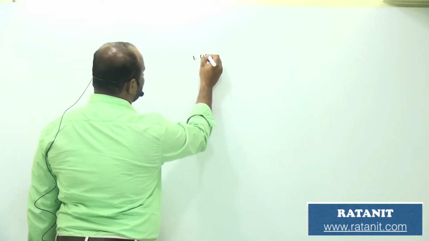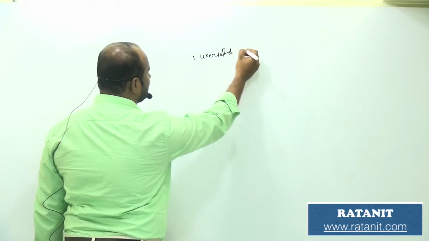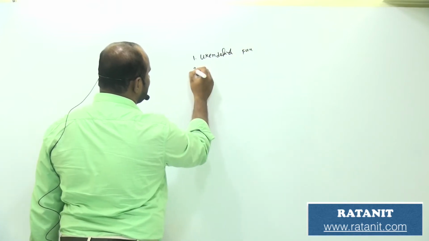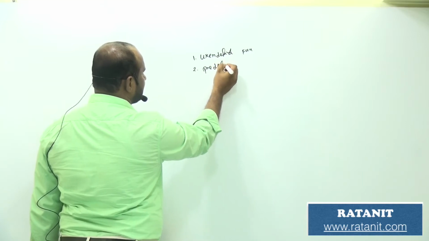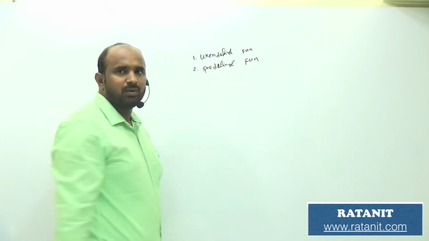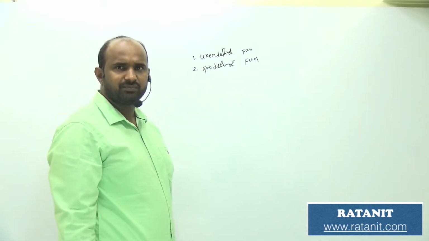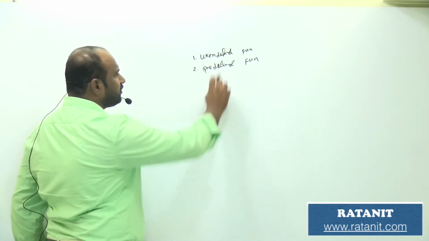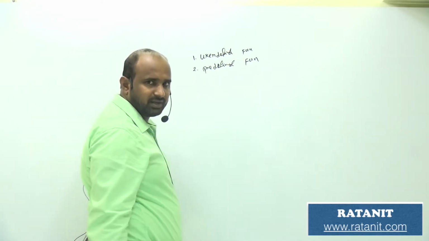There are two types of functions. One is user-defined functions, declared by the user. The second one is predefined functions. So how many types of functions do we have? Two types, user-defined and predefined functions. Both are used to write the logic of the application.